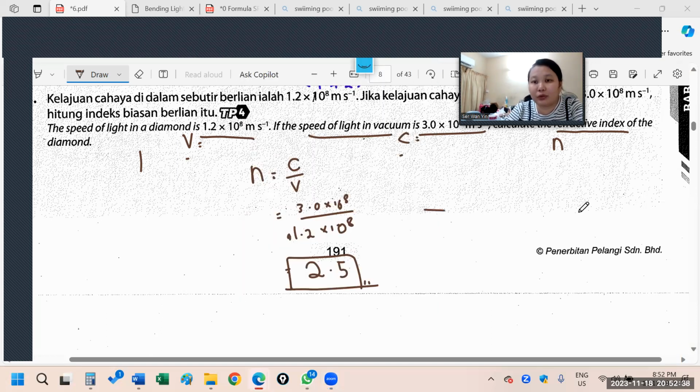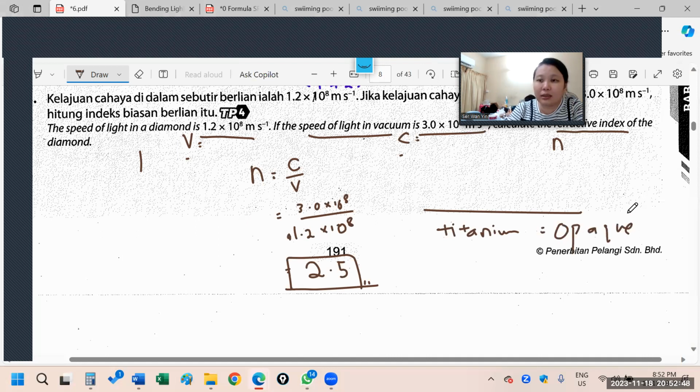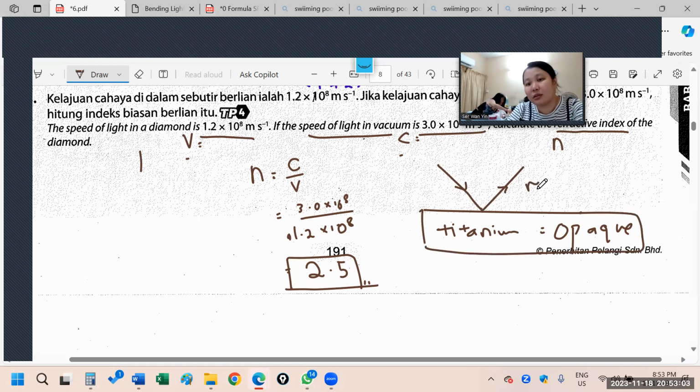So for example, if this is titanium, we know titanium is opaque. What is opaque? Opaque means light cannot pass through. So what will happen? Only reflection. It's opaque, so there is only reflection. Refraction is only for materials which are transparent.